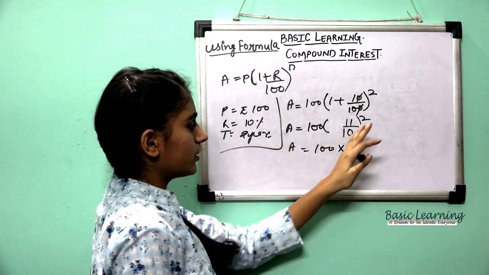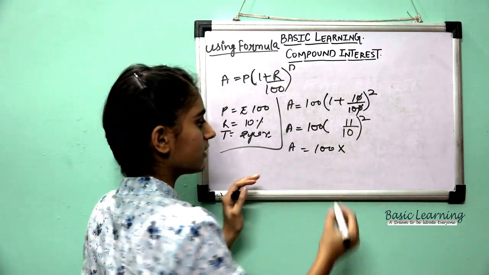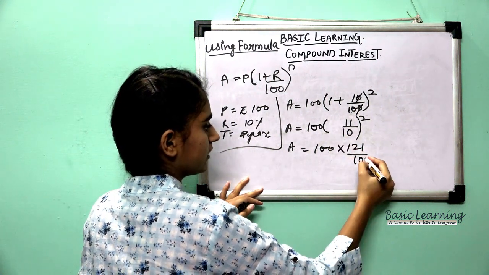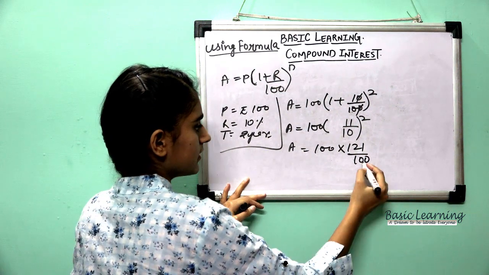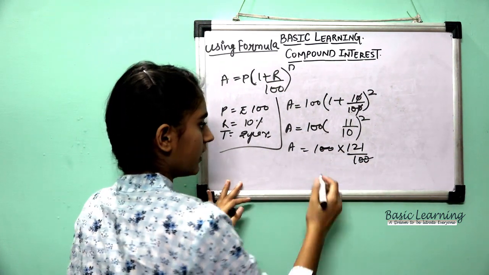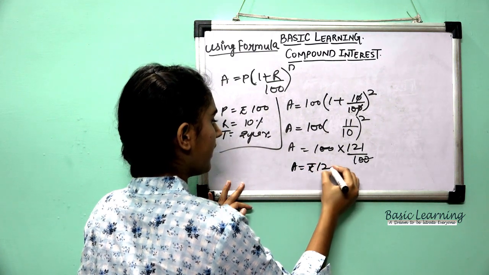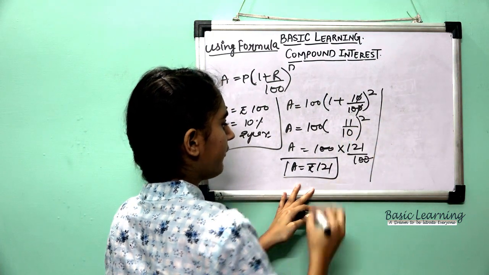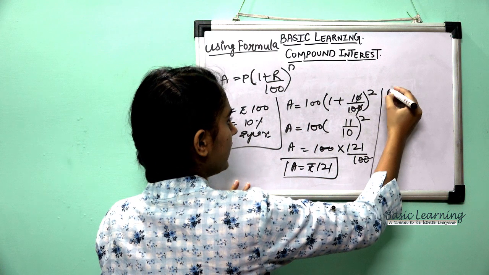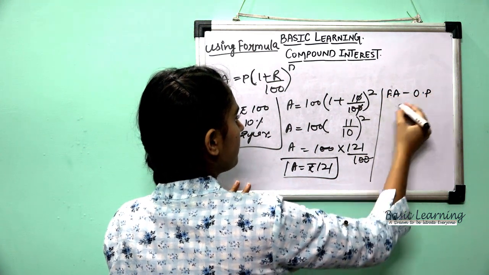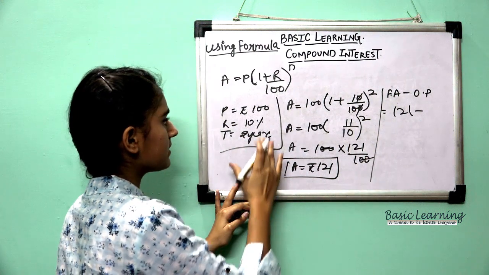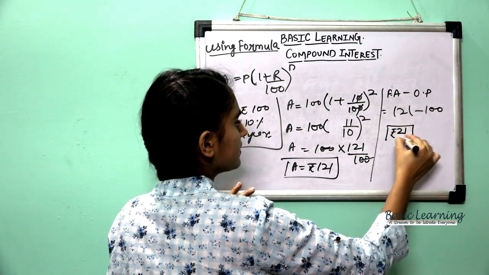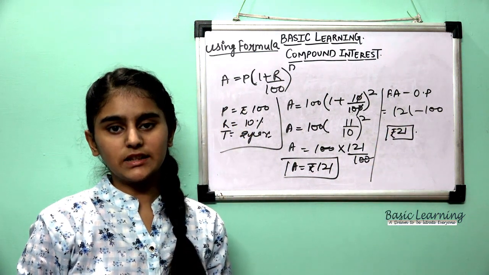100 into, you all know that the square of 11 is 121 and 10 squared is 100. So zeros cancel by zeros and amount is rupees 121. Now we will calculate the compound interest, that is final amount minus original principal. Final amount is 121 and our original principal was 100 rupees. So our compound interest is 21 rupees. I hope this example is clear to you.